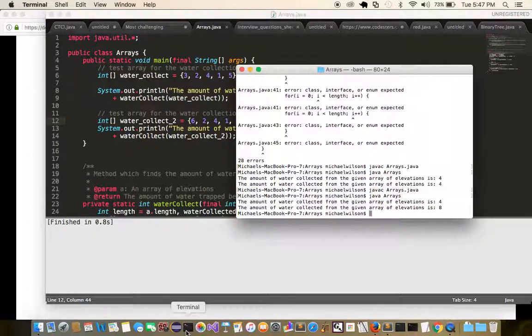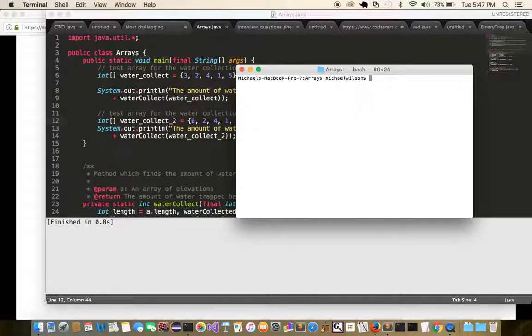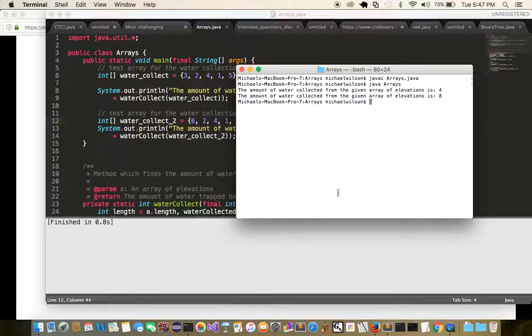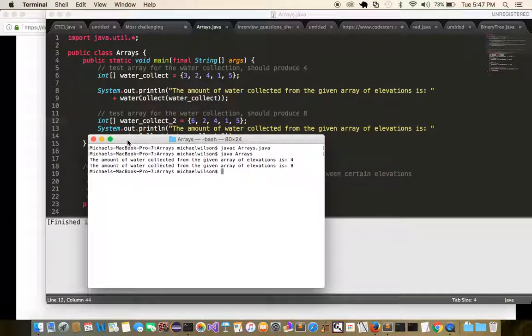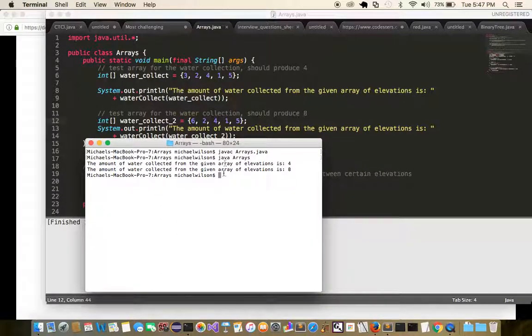So I've already run this, and I've already tested it a couple of times, and you guys can see the results. But just to show you guys that it works the way that it's expected to work, we're going to compile this one more time, and then we're going to run it. And as you guys can see, the amount of water collected for the first one was 4 units of water, and the amount of water collected for the second one happened to be 8 units of water, which is exactly what we were expecting.